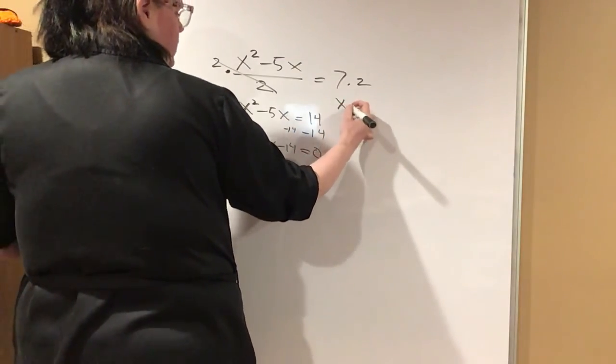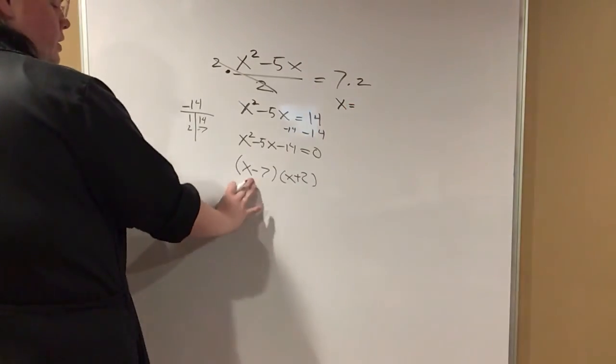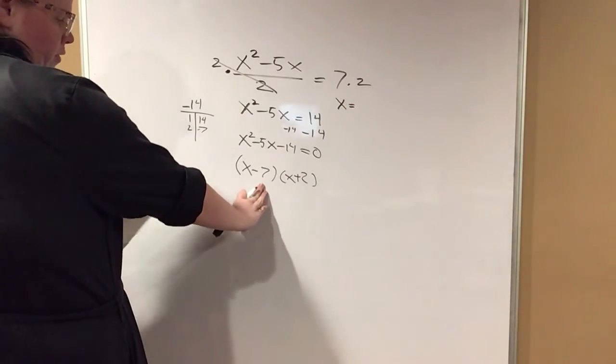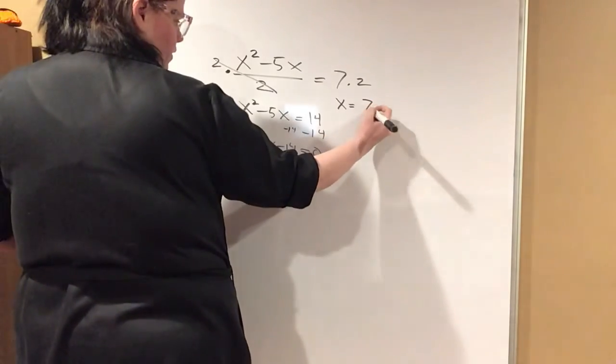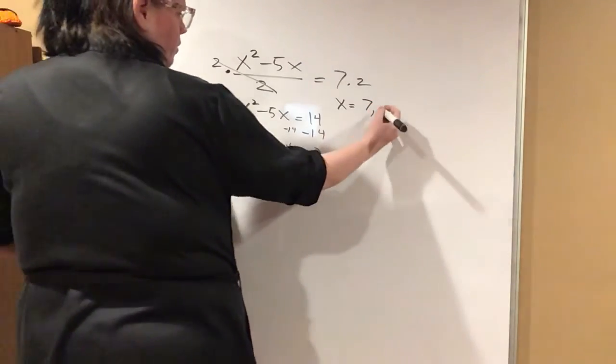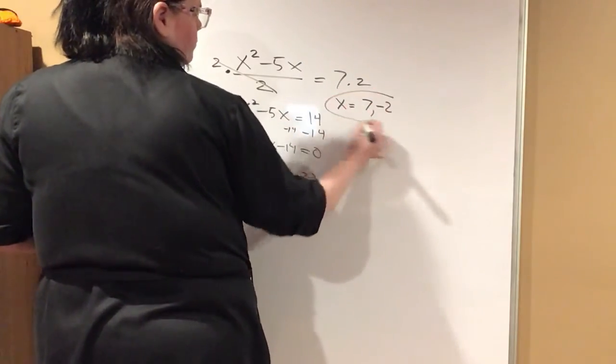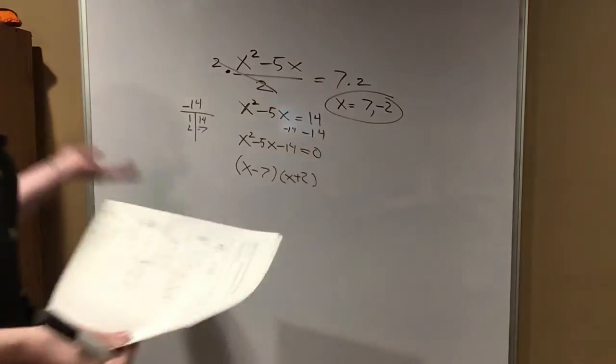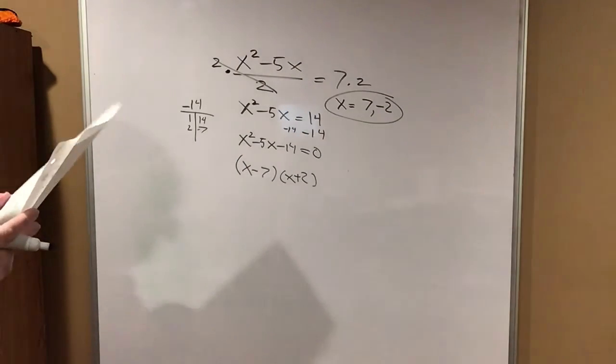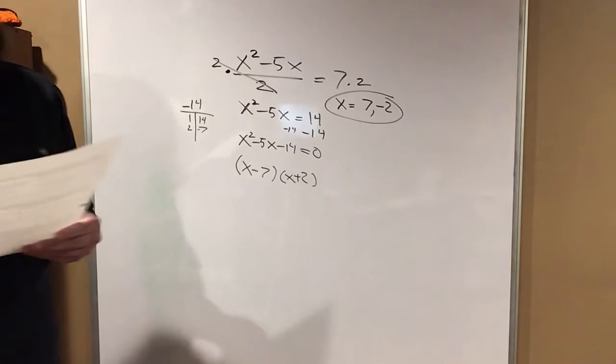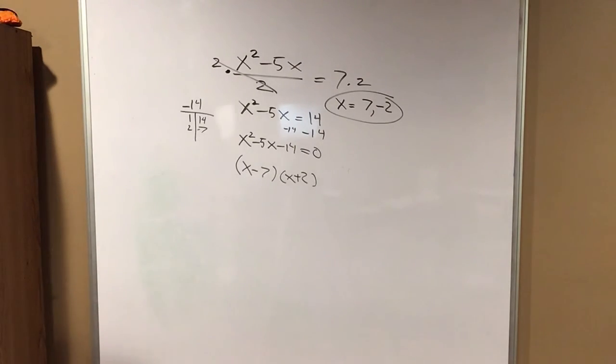And these are really easy to set equal to 0 because you can just look, well, this set equal to 0, I have to move that over. So I know one of my answers is 7. Moving this over, I know one of my answers is negative 2. So 7 and negative 2. So that's how we solve quadratics using factoring.